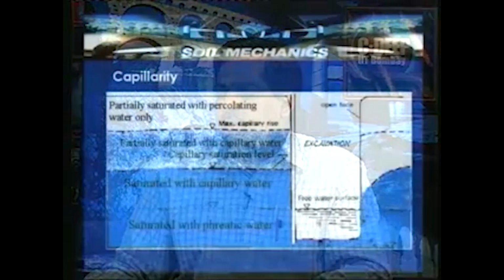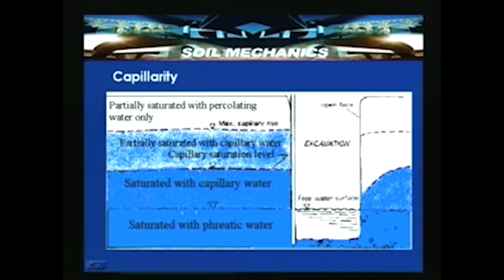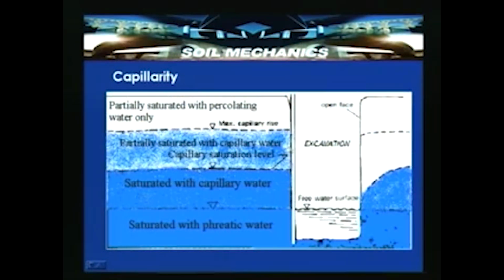So, this particular diagram shows, for example, a trench excavated here with a retaining structure. If you can see here, this water level is saturated with phreatic water, where 100% saturation prevails, and here it is saturated with capillary water. Even when it remains in contact with the groundwater table, it has 100% saturation resulting from capillary phenomena even above the groundwater table. Then the next zone is called partially saturated with capillary water.